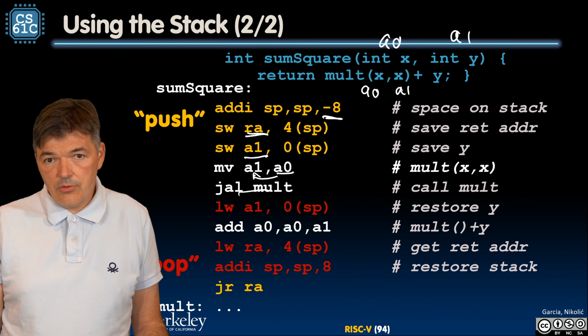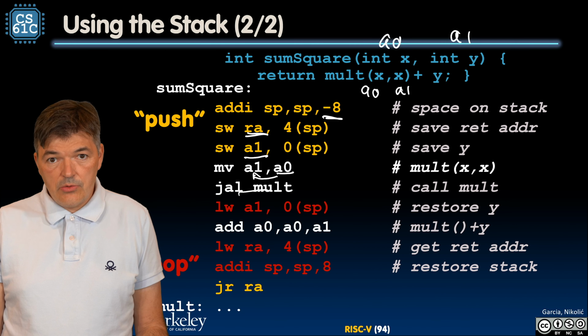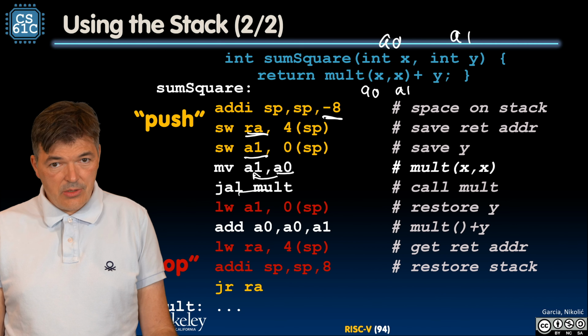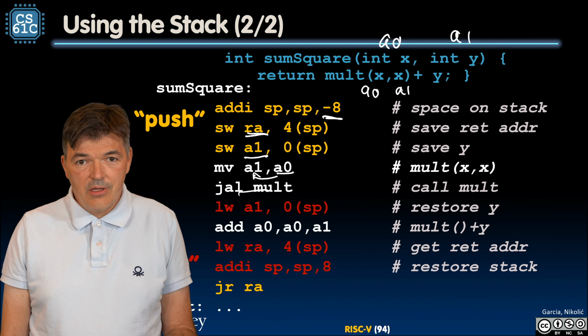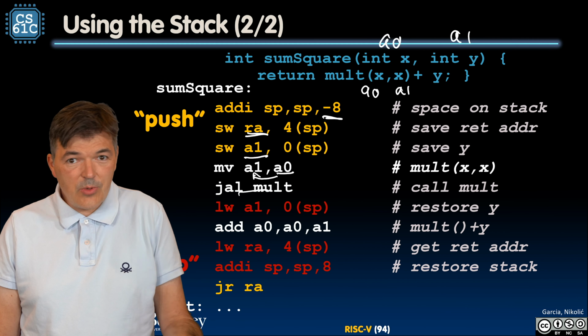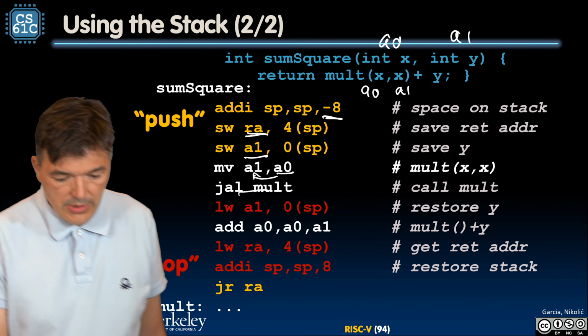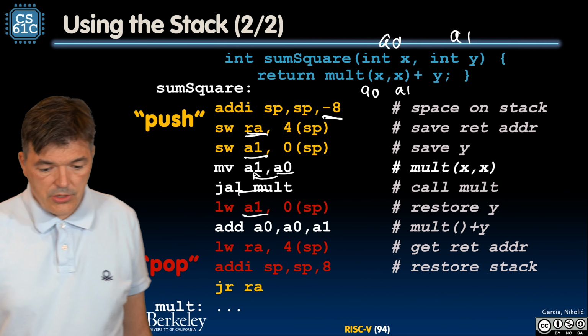Now what do we need in order to complete our sum square instruction? We need to get y back from the stack, because y is gone to the stack. We saved it to the stack so that we can call it back. So we're going to put it back in A1. We are going to finish our addition.